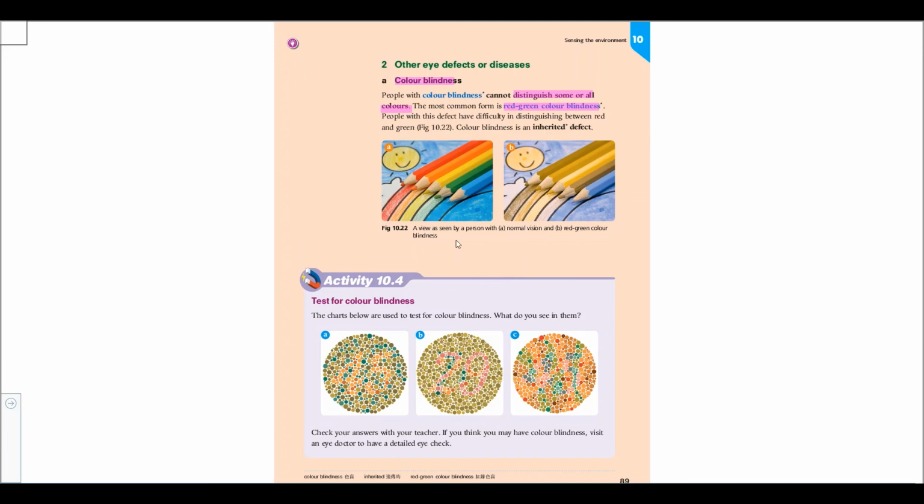So remember, for certain color blindness, not only red-green color blindness, not only red and green will be affected, but other colors may also be affected or not so clear. And for activity 10.4, there will be some diagrams or photos used to test color blindness. So you can check to see if you can see the numbers here. Not all have numbers, so you can check if you can see it clearly. So this is a good test for color blindness.